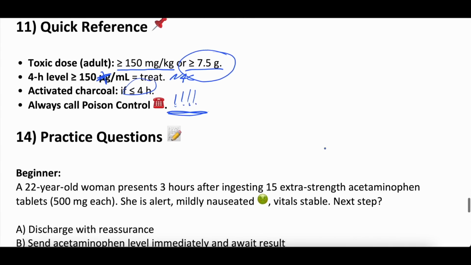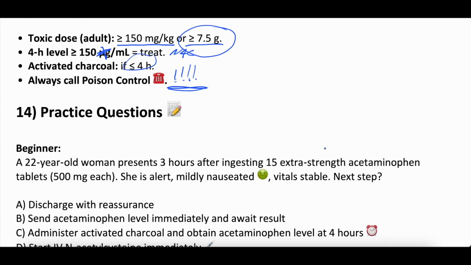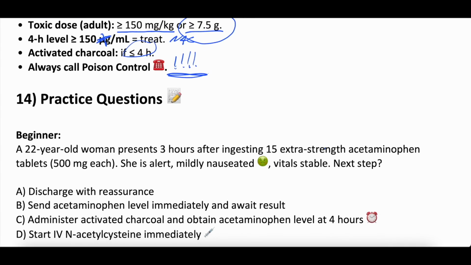So question number 1 for beginners. 22-year-old female presents 3 hours after ingesting 15 extra strength acetaminophen tablets, 500 milligrams each. She's alert, mildly nauseated, has stable vitals. What is the next step? A, discharge with reassurance. B, send acetaminophen level immediately and await results. C, administer activated charcoal and obtain an acetaminophen level at 4 hours. Or D, start IV N-acetylcysteine immediately. All right, pause here if you need more time.